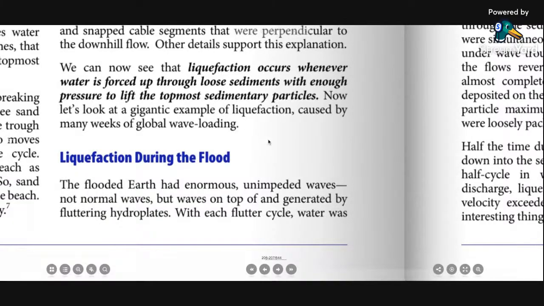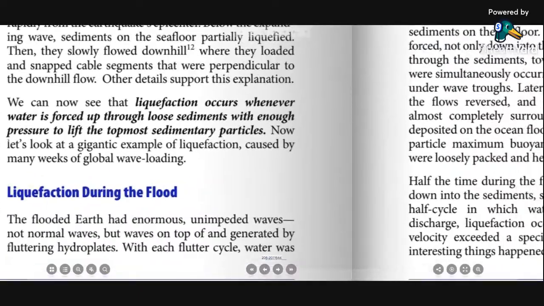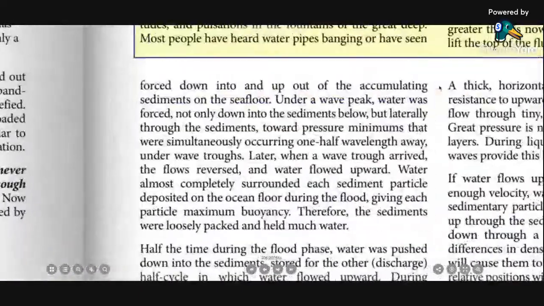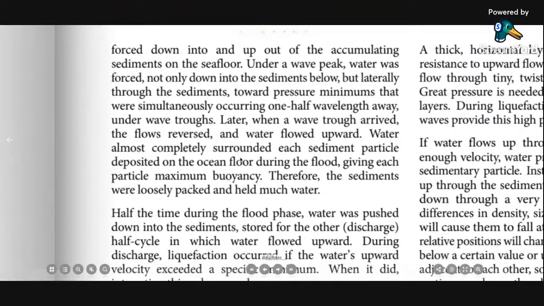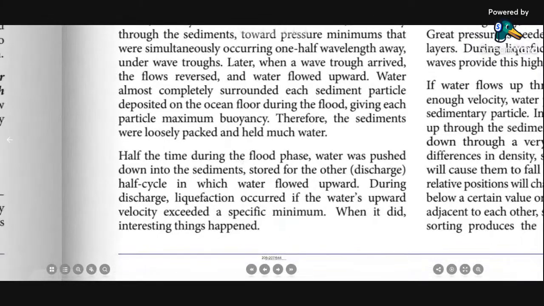generated by fluttering hydroplates, which with each flutter cycle, water was forced down into and up out of the accumulating sediments on the seafloor. Under a wave peak, water was forced not only down into the sediments below, but laterally through the sediments toward pressure minimums that were simultaneously occurring 1/2 wavelength away under wave troughs. Later, when a wave trough arrived, the flows reversed.